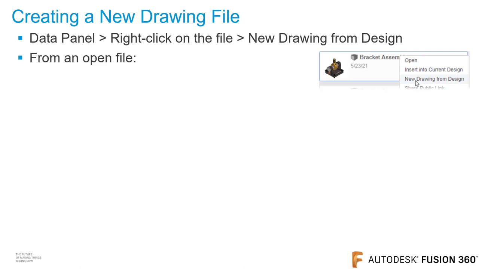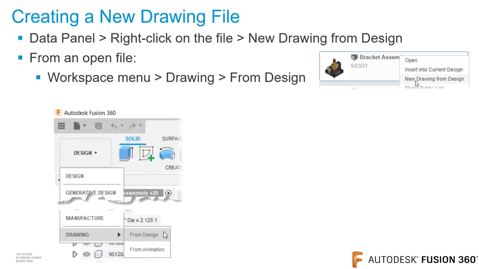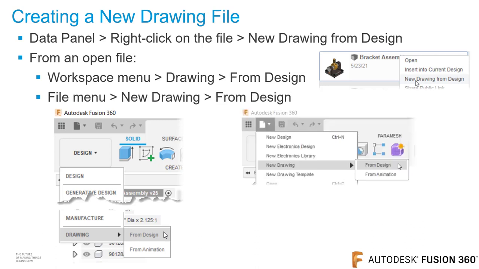For the next two methods, you can create a drawing from a file that is open inside of Fusion 360. For the second method, click on the Design drop-down arrow, and from the drawing area, click From Design. For the third method, click on the File menu, then click New Drawing, and from the menu, click From Design.